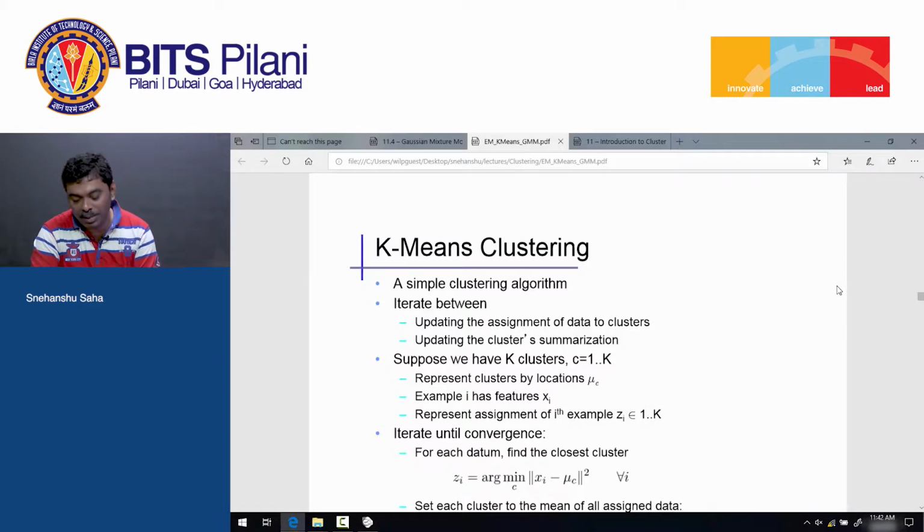As I was saying earlier, you have to compute the distance between a cluster and a point. How are you going to compute the distance between a cluster and a point? You compute the distance between the mean of the cluster and the point. So this is geometry based. For each data point, you try to find the closest cluster.